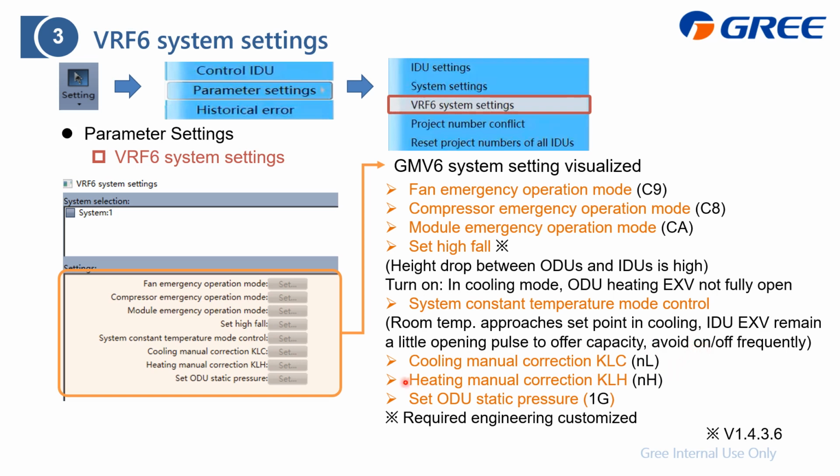As for the cooling and heating manual correction, the function of these two is just to raise or lower the heating up or cooling down speed, which means if you need to cool down fast or heat up fast, you can adjust this one.